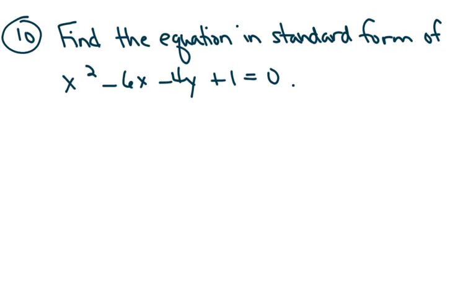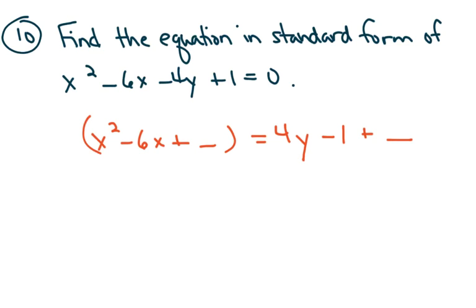Problem number 10, find the equation in standard form of x squared minus 6x minus 4y plus 1 equals 0. So even though I didn't say what type of conic it was, it's a parabola because only one of the two variables is squared. So if you know which variable is squared, that's the one you're going to complete the square on. Anything else goes on the other side of the equation. So I'm going to move that negative 4y to the other side. It becomes positive, and the positive 1 becomes negative. And since we're adding a new number to the left-hand side of the equation, we're going to add a number to the right. So the number that completes the square is 9.